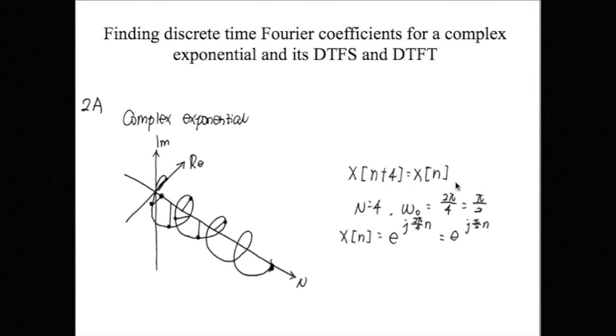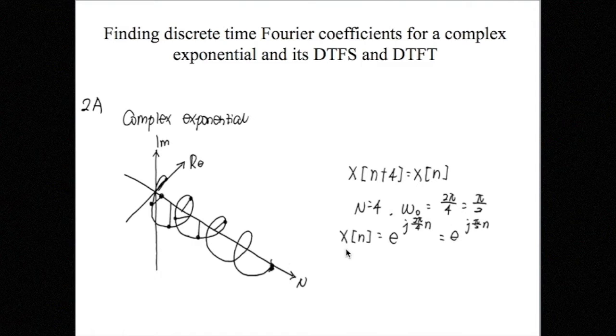If this relation is satisfied, the period is referred to as capital N. For this particular function, we have x of n plus 4 equals x of n for all values of n. Thus, we can infer the period N equals 4. Since N equals 4, the fundamental frequency omega 0 equals 2 pi over N equals 2 pi over 4 equals pi over 2.